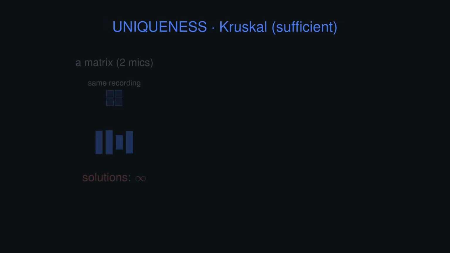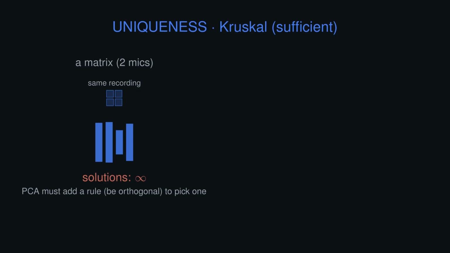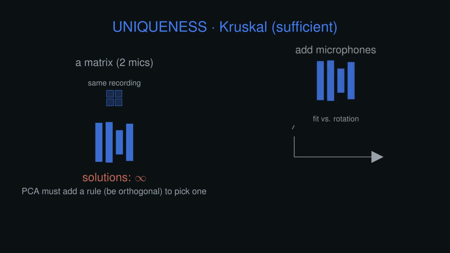Now, the strange and beautiful part. With a matrix, 2 microphones, you can rotate the factors endlessly. Mix the instruments into new phantom instruments, and the recording sounds exactly the same. Infinitely many answers, all equally honest. That is why methods like PCA have to add a rule, be orthogonal, just to pick one. But add microphones, grow that 3rd direction, and something snaps. Now only one set of instruments fits.